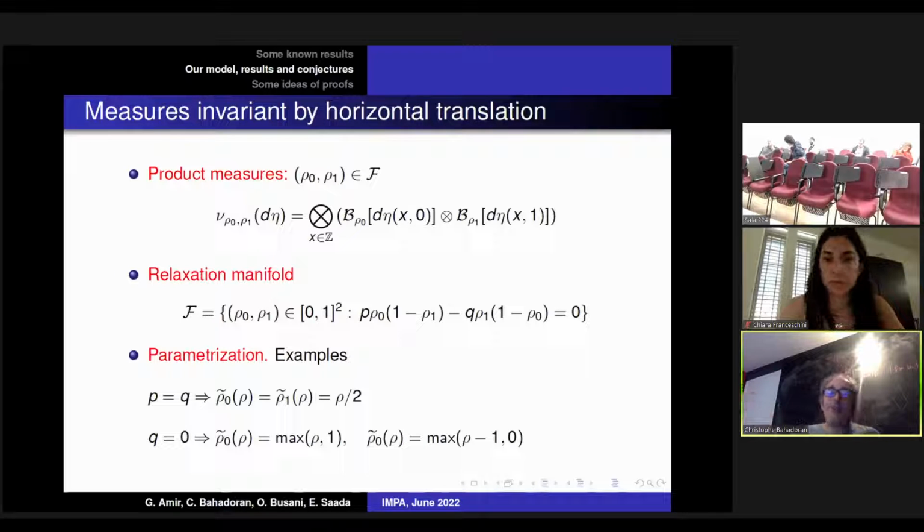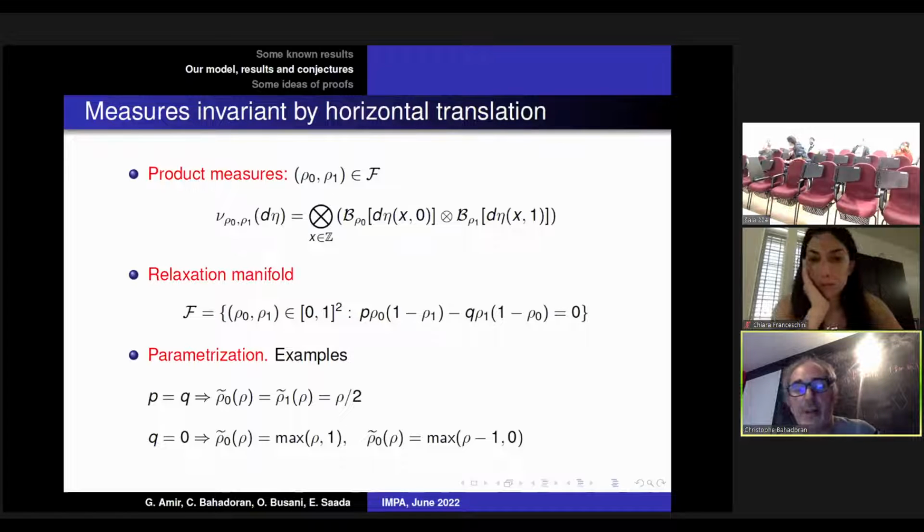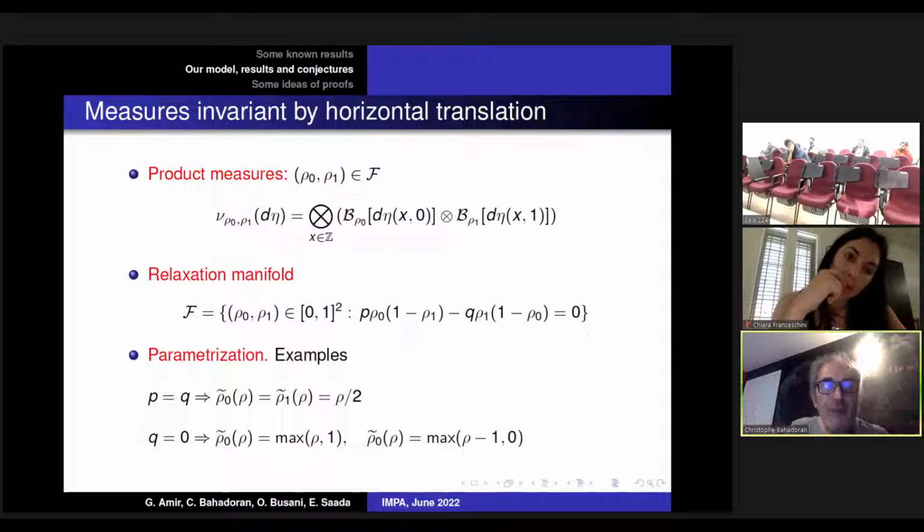So, for instance, in general, this parametrization is not algebraically simple. And if you want more lanes, it is not even explicit, but you can show that it exists. But I would say the obvious cases are, for instance, if P is equal to Q, and if you want overall density rho, then you will put rho over 2 on each lane. Whereas if Q is equal to 0, we are back to what I wrote before. So here what I denote by rho tilde 0 of rho is the density on lane 0 that you get if you want the global density over the two lanes to be rho.